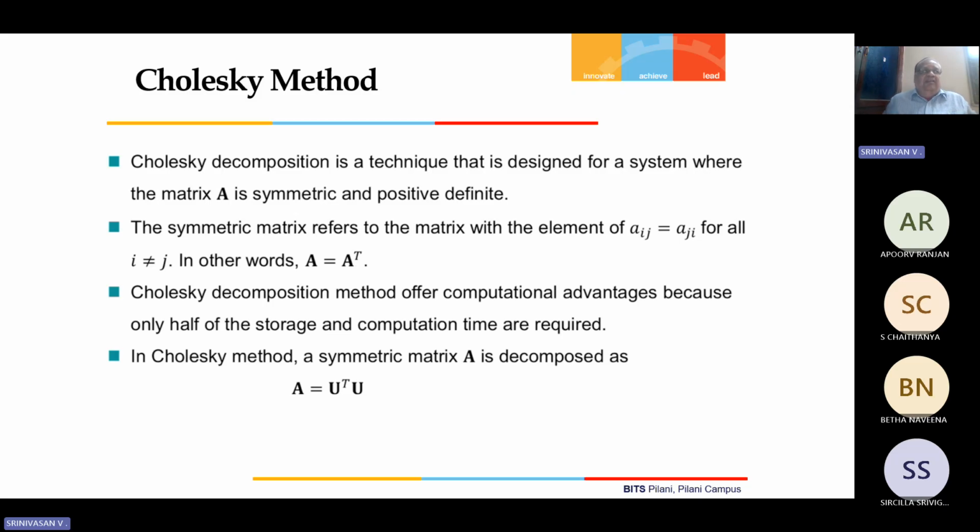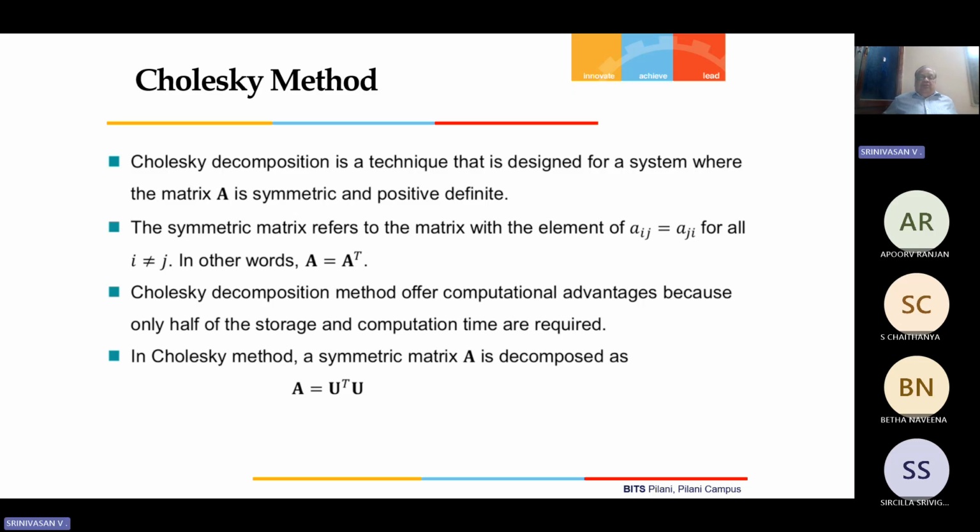Another way of getting its nature to be positive definite is that all its eigenvalues are positive. Anyway, you are not going to find eigenvalues in the Cholesky method of decomposition and check whether all eigenvalues are positive and hence it is eligible for the Cholesky method. So when you are asked to find the decomposition using Cholesky's method, it is understood. The symmetric matrix refers to the matrix with the element Aij equal to Aji for all i not equal to j. In other words, A equal to A transpose.